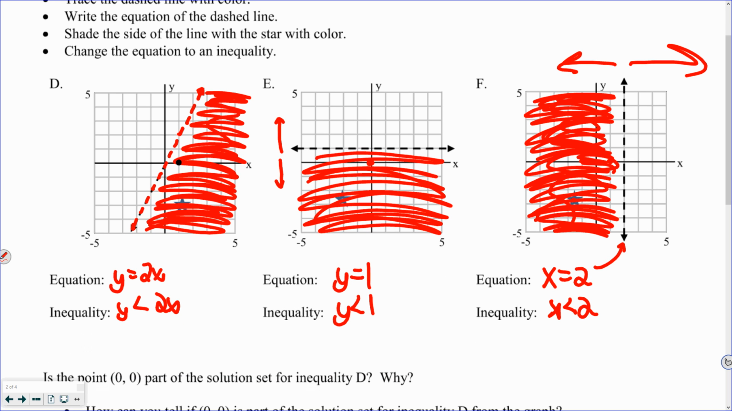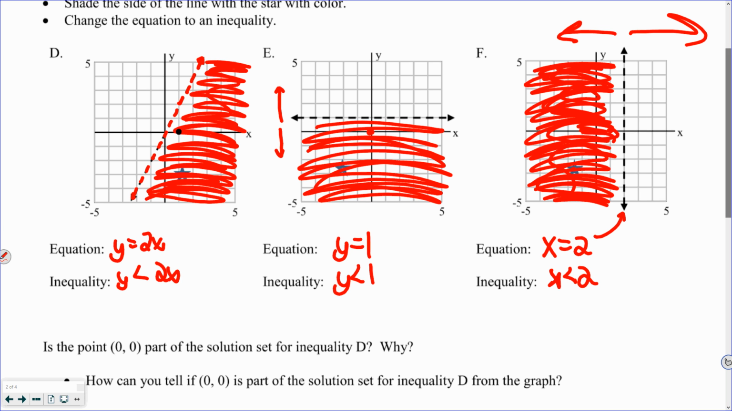So it says, is the point (0, 0) part of the solution set for inequality D? No, it's not, because it's on the line, and the line is dotted. If that was an equal to, then yes, it would be. But it's on a dotted line, which means you can't include the points on the line.